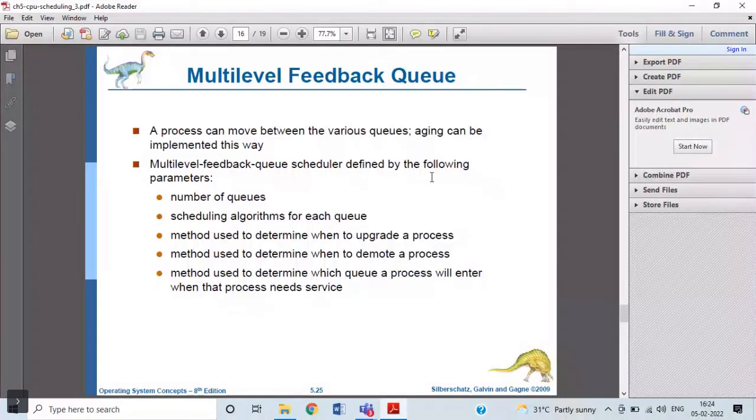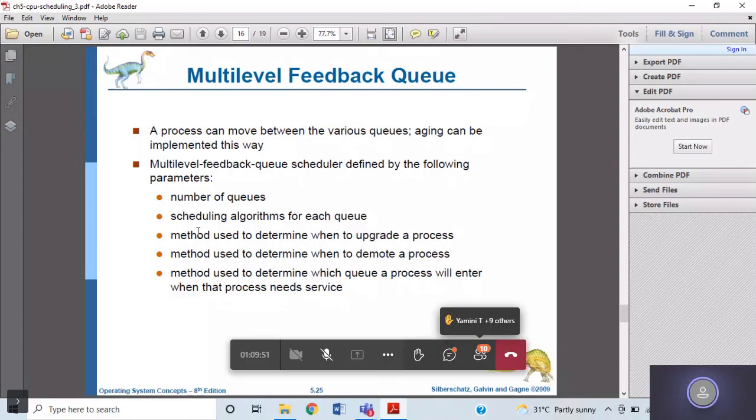The multi-level feedback queue scheduler is defined by the following parameters: the number of queues and the scheduling algorithm for each queue, the method used to determine when to upgrade a process and when to degrade a process, and the method used to determine which queue a process will enter when that process needs service. அதாவது இந்த details எல்லாமே multi-level feedback வந்து scheduling algorithmல இருக்கும். So when we can upgrade a process, when we can demote a process, like that it will tell you.